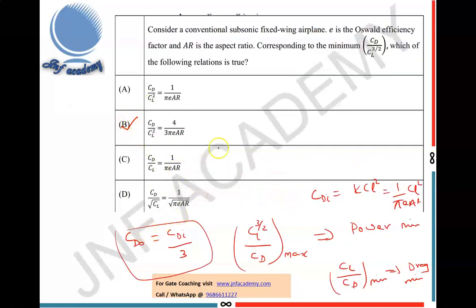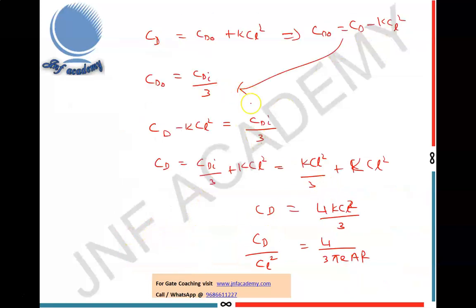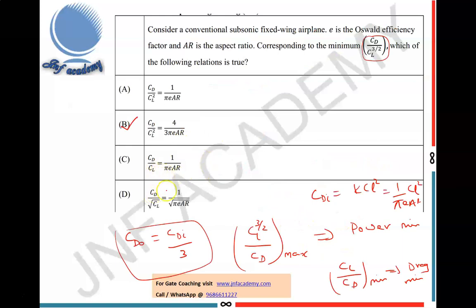You have to just know what is the relationship between your profile drag coefficient and induced drag coefficient during this power minimum condition. That's it. From there, we have to just do some mathematical manipulation and jugglery to reach this result. That's it. So option B is the right answer.